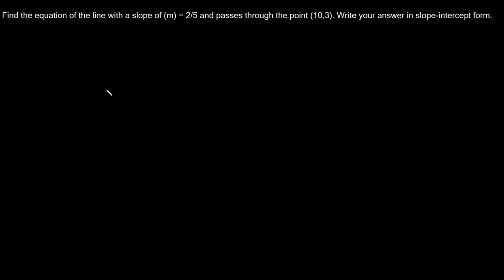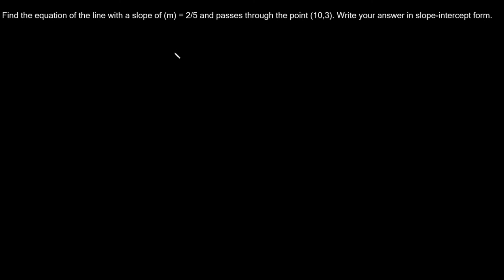In this video, I'm going to teach you how to find the equation of a line when you're given just a slope and a point. Let's start with this first example. It says find the equation of the line with a slope of m equal to 2/5 and passes through the point (10, 3). Write your answer in slope-intercept form.